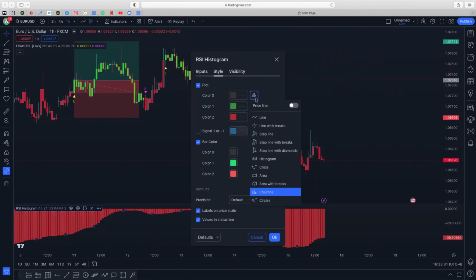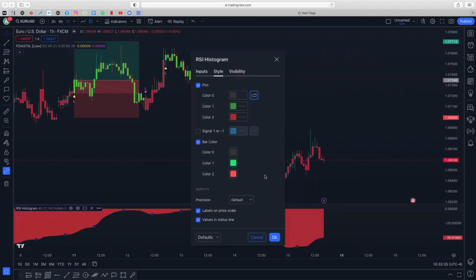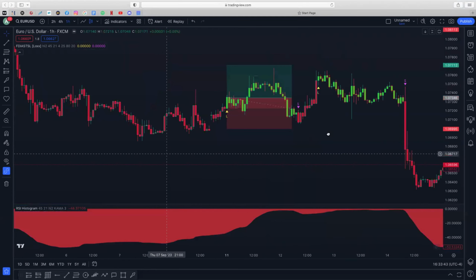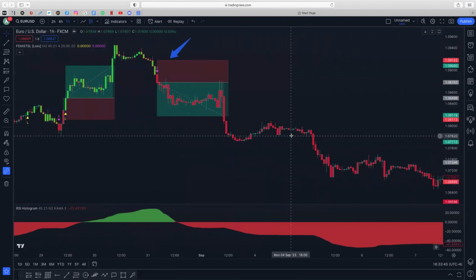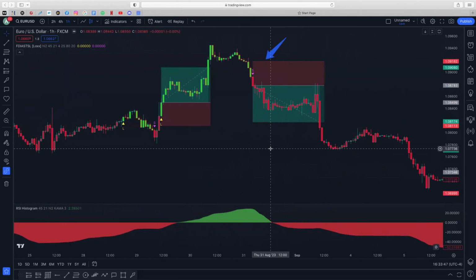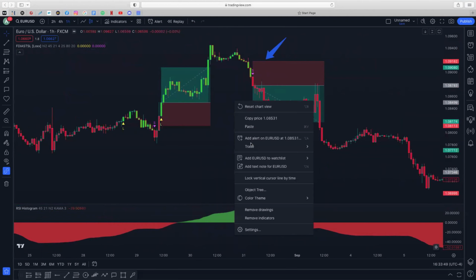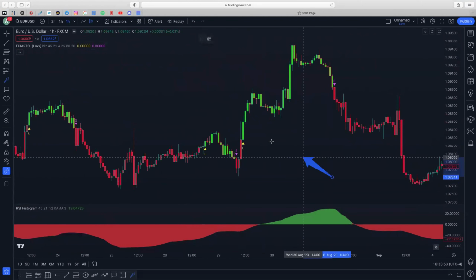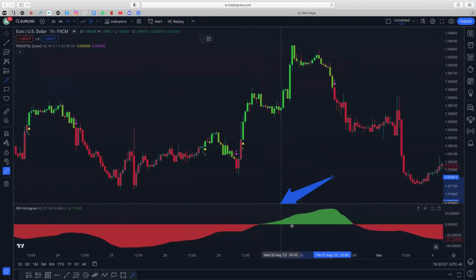Then change this bar icon and put area. You want it to be an area. It should be smooth. Now this is a very perfect histogram. So we are going to use this side by side with our FDIA. So this is our setup here. Now I want you guys to look at this one. When the L appeared here, it was followed by a green histogram.